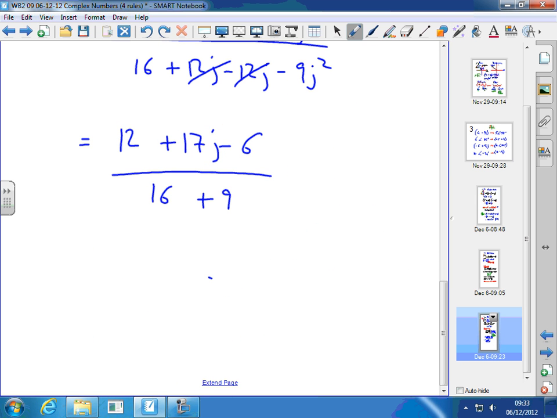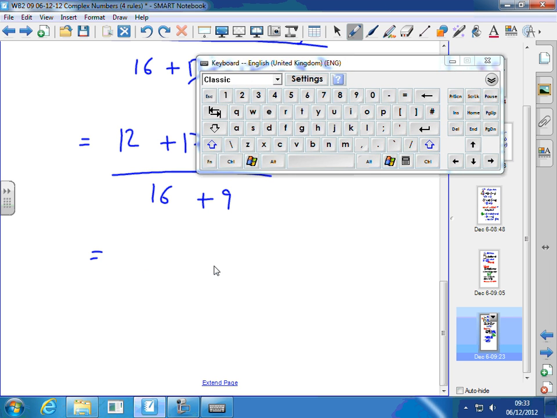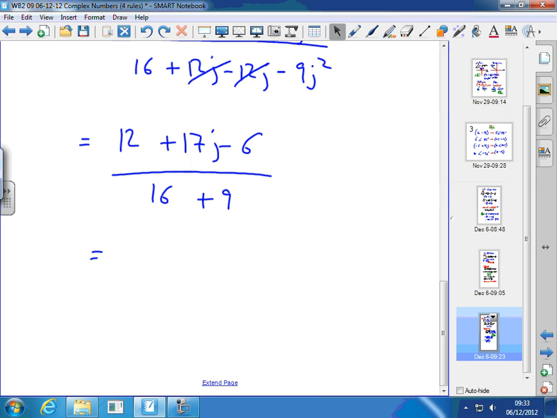So therefore this equals 12. As Ben is saying now, we can say, okay, 12 minus 6 is 6. Plus 17j over 25. And this 25 is easier to arrive at. You don't need to do all these steps. Because you're multiplying by the complex conjugate, this will always be the case. Always the first number squared plus the second number squared, so we get 25 underneath.